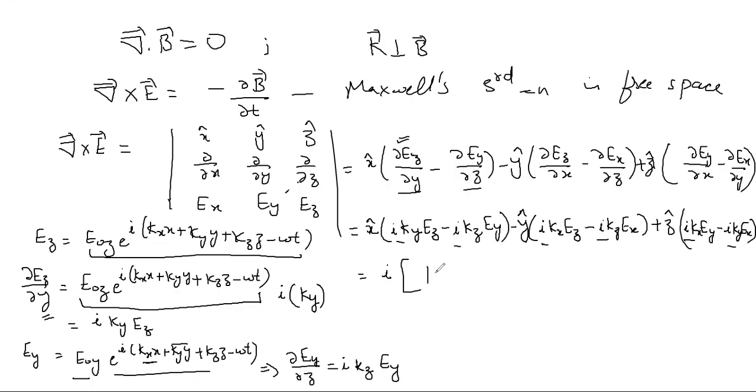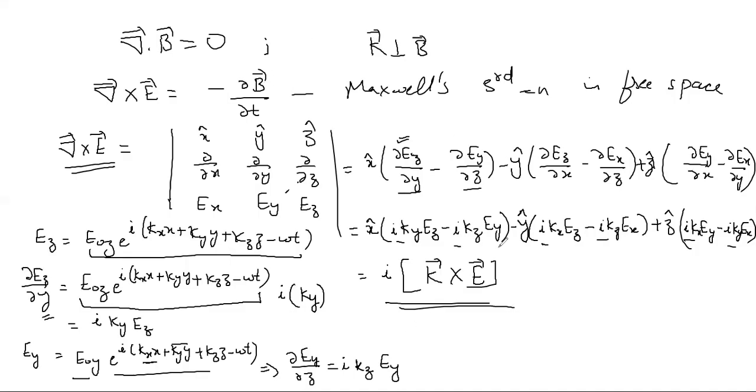I am claiming this is nothing but k cross E. You can verify that by yourself. Just take the vector product of k with E and see if you get this term here. If you do not get this term, we can do the derivation in next class. But it's a very simple vector product. Take the vector product of k with E, you should get this term back here. So I'm saying that your del cross E is basically equal to this term here.